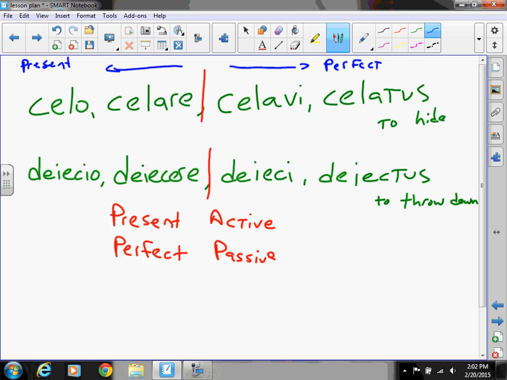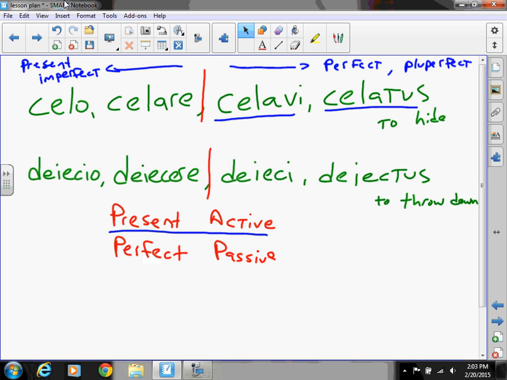So the tenses that we can have in the perfect system are the perfect and the pluperfect. The tenses that we can have in the present system are the present and the imperfect. So if somebody asks you what is a present active participle, you're not going to use kalatus to describe a present active participle, because they are part of the perfect system. I need to start with something on the present system side.